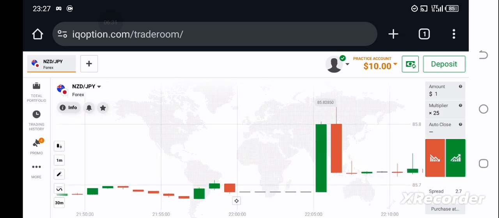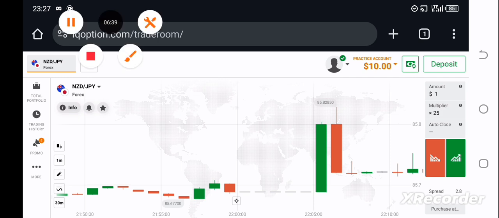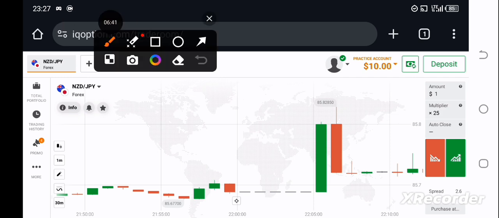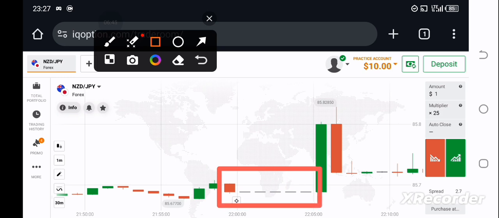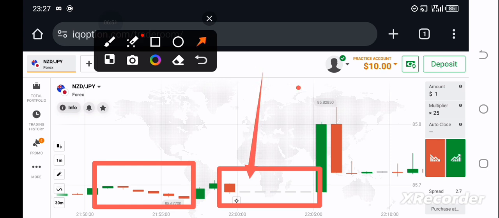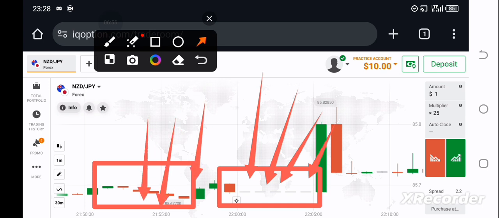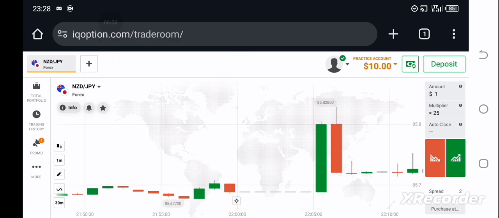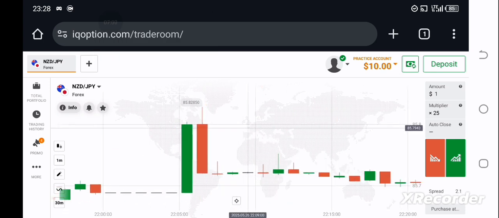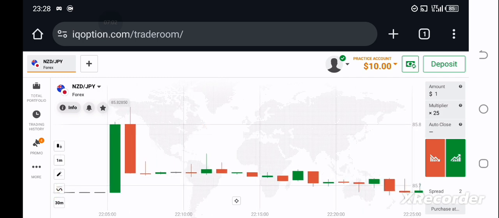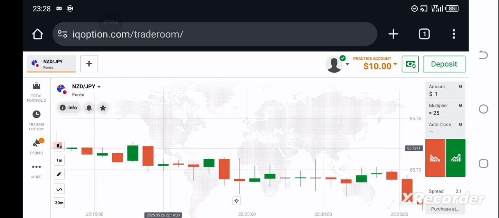Okay, look at what I'm saying. You can see this doji, 1 2 3 4 5. You can see this doji candlestick. You can look at this particular market also. Look at this doji candlestick, doji candle, doji candle, doji candle. Look at them. So this is a bad market, a very bad market. So it's not advisable. You are not supposed to trade in this type of situation, please.